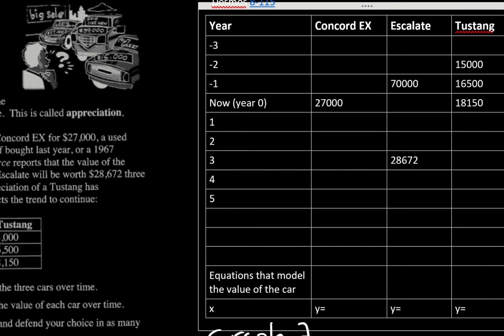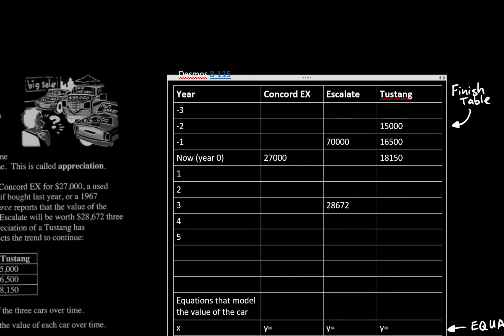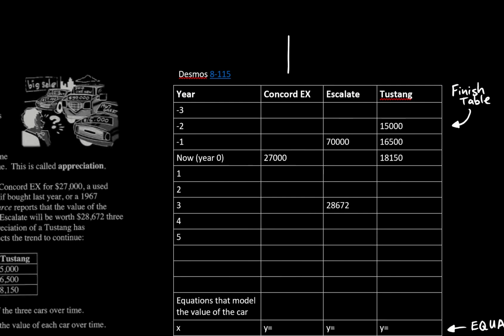One of the things that they did tell us is that the Concorde is depreciating, going down in value by 6%. So if it's decreasing in value by 6%, that means that it's retaining 94% of its value. So hopefully you've got that. That means that my multiplier for that particular relationship is 0.94, right? So yeah, it's going down by 6%. That means it's retaining 94% of its value. So that's your multiplier.